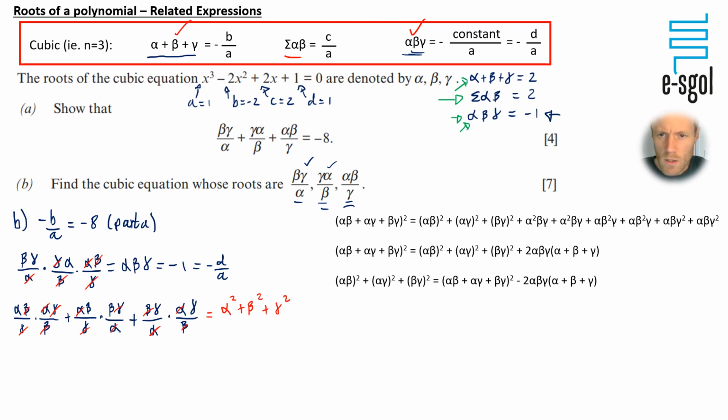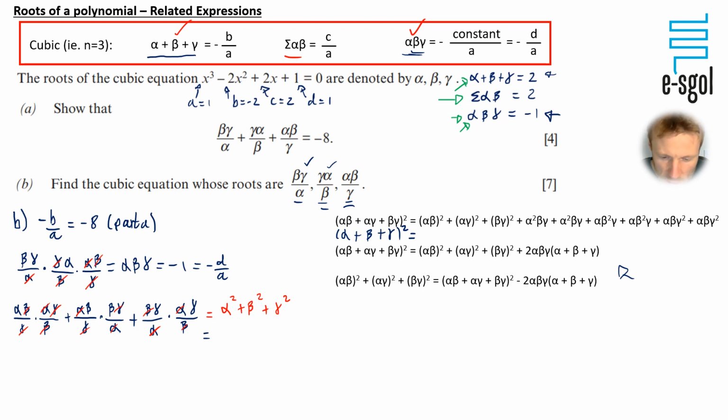It's looking quite good, except we don't have an expression for alpha squared plus beta squared plus gamma squared. We've got an expression for alpha plus beta plus gamma, this one here. What I need to do then is use a similar method to what I've done up here. If I take alpha plus beta plus gamma and square it, I should get something similar popping out. This is one that you can just go away and learn because it pops up quite often.